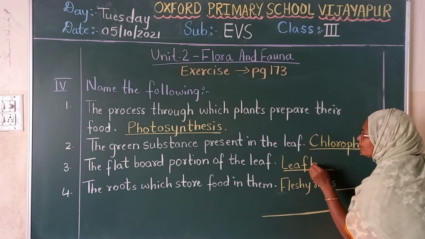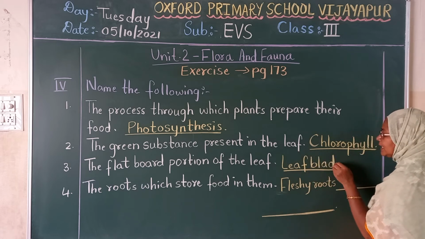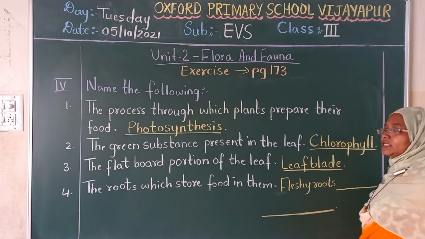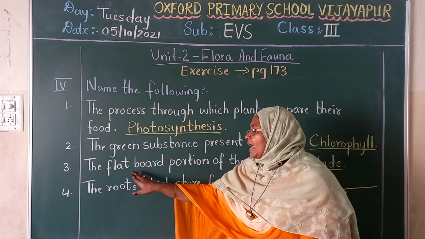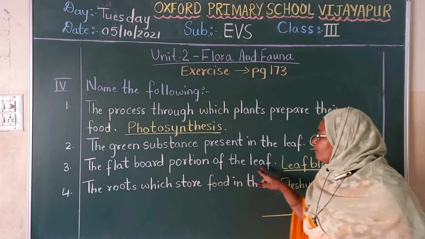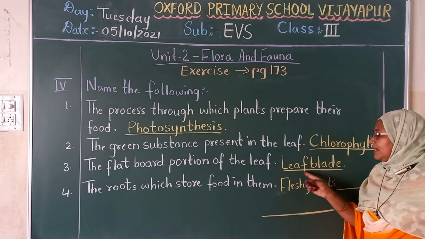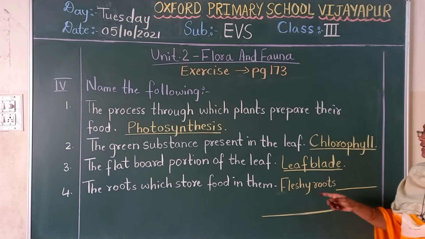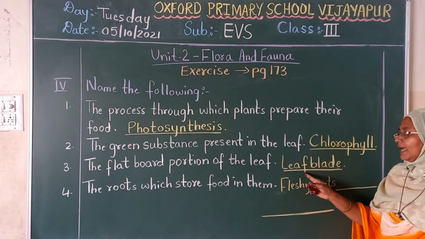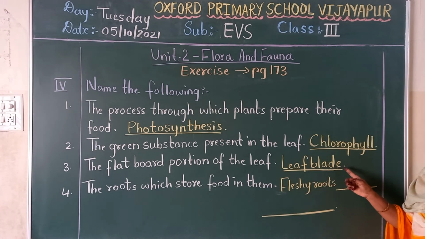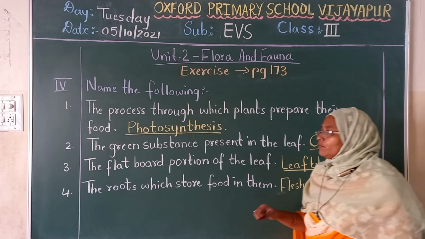L-E-A-F, leaf. B-L-A-D-E, blade. So what is the answer of the third one? The flat broad portion of the leaf. So the flat and broad it is. We call it leaf blade. What is the spelling of leaf blade? L-E-A-F, leaf. B-L-A-D-E, blade.